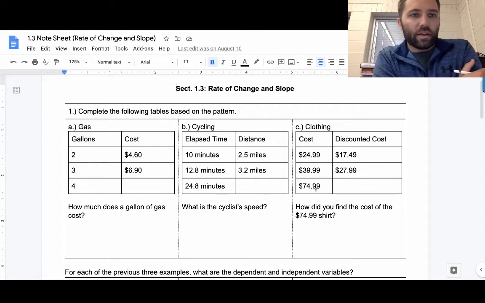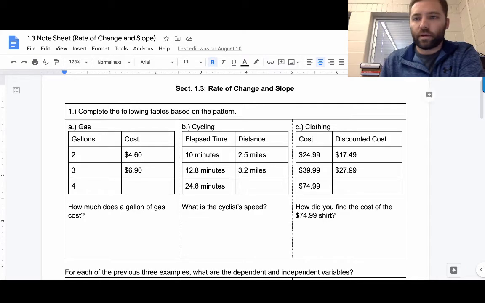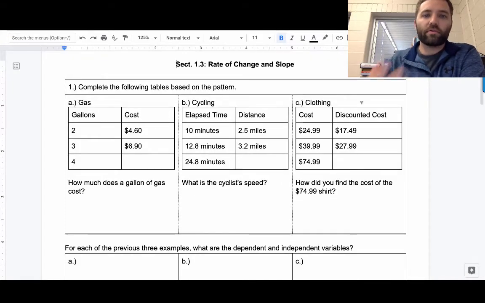Hey guys, let's get going on section 1.3 here. We're talking about rates of change and slope. And rates of change are really fundamental to chapter 1, but also chapter 2, and all the way up through calculus, we talk about rates of change.